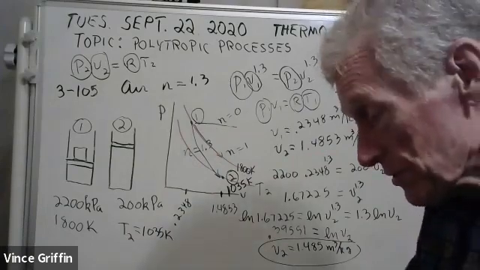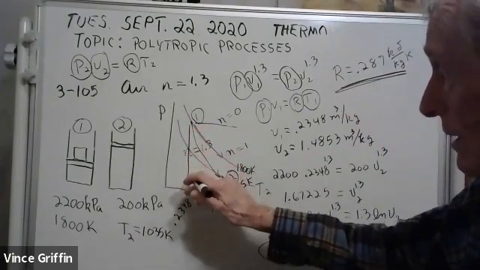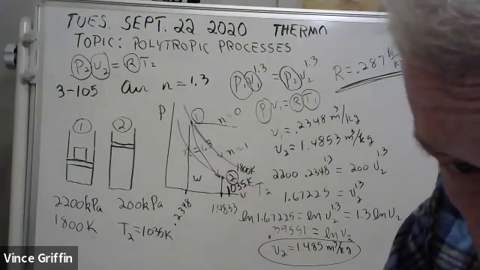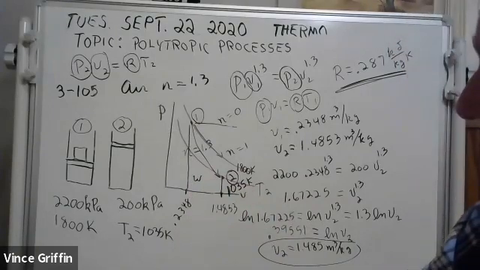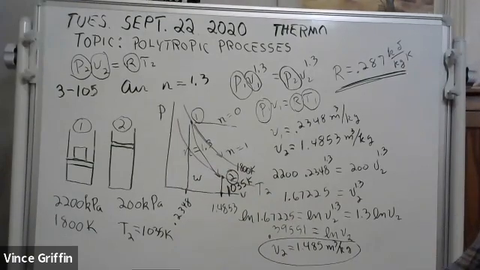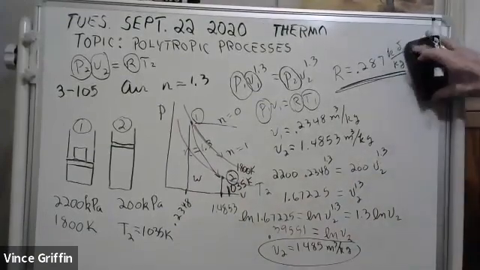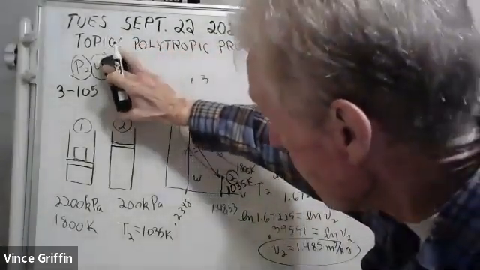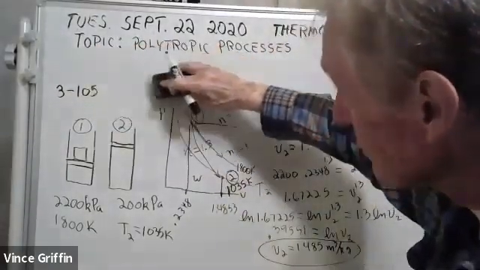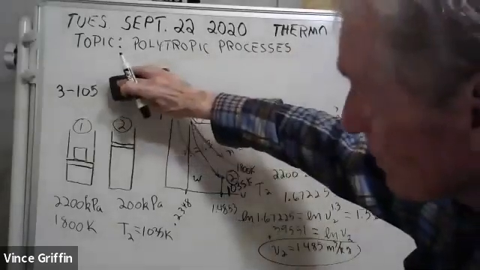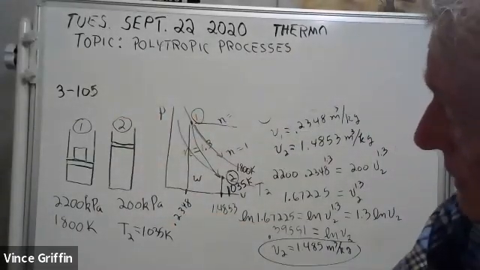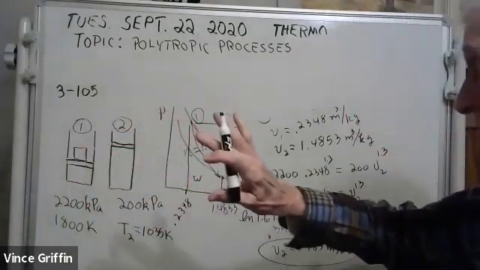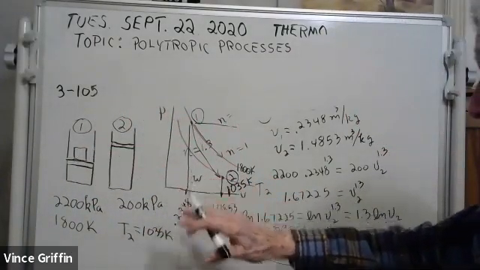But now what I think they want us to do is to find the work. Now the work is the area under this graph. They want the little w. I think they also want the heat transfer. That'd be fun to get too. But let's get the work first. I just need some room to do it. So I'm going to have to make some room here. If you just sort of woke up from a daydream, we're doing problem 3105. It's a polytropic process with air. We've done the device sketch. We've drawn the process on a PV diagram.